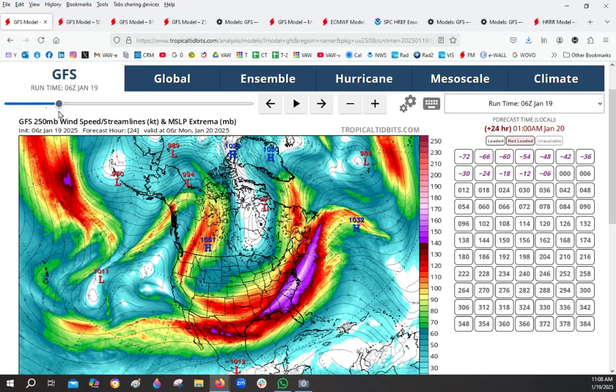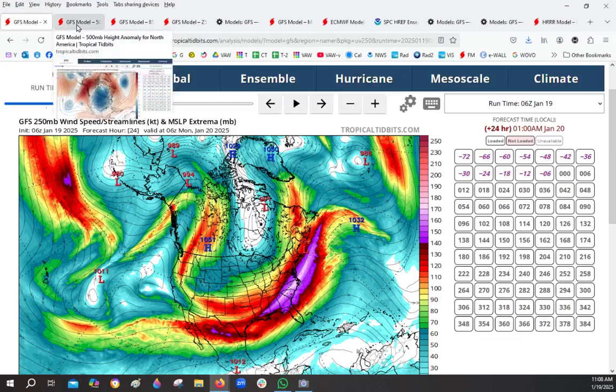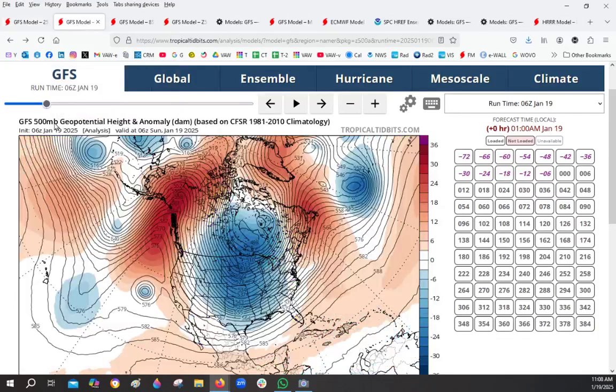Now, what we're going to do is drill down a little bit further into the atmosphere. This is the 500 millibar chart. These are constant pressure charts.